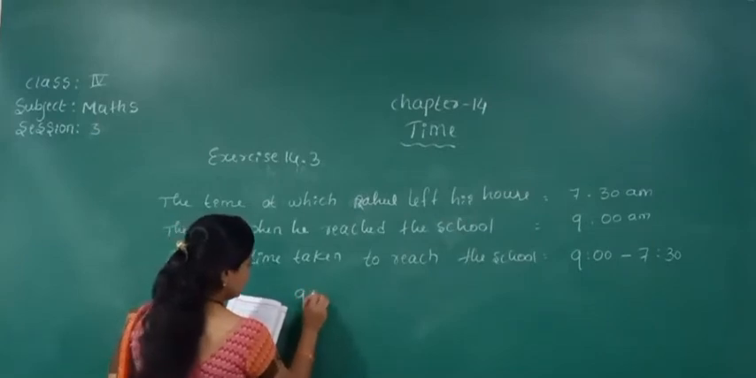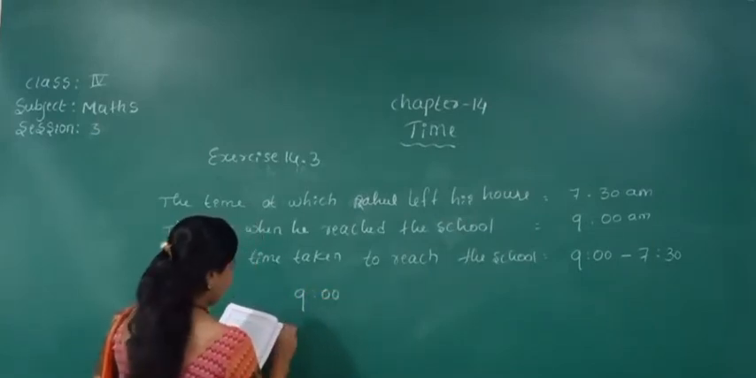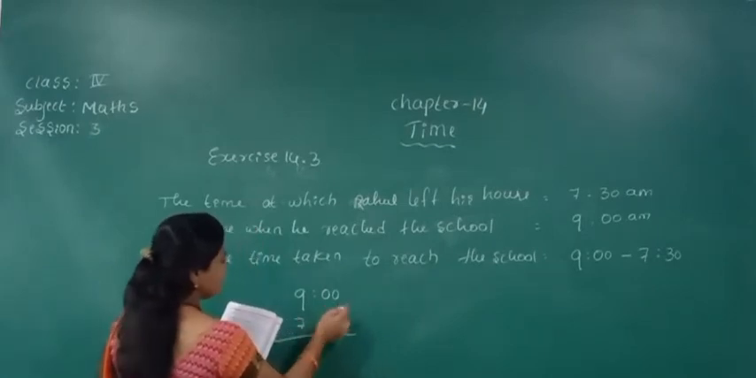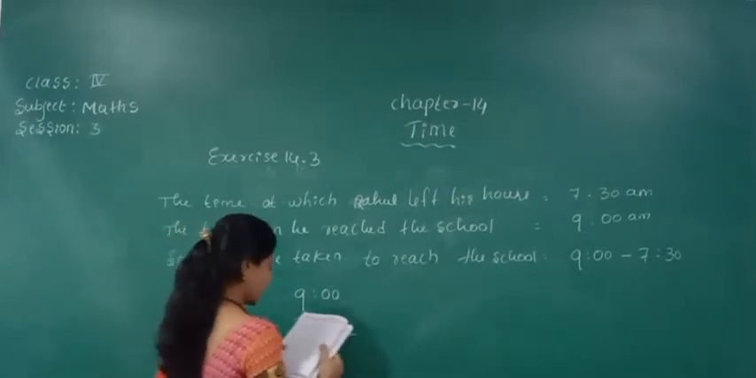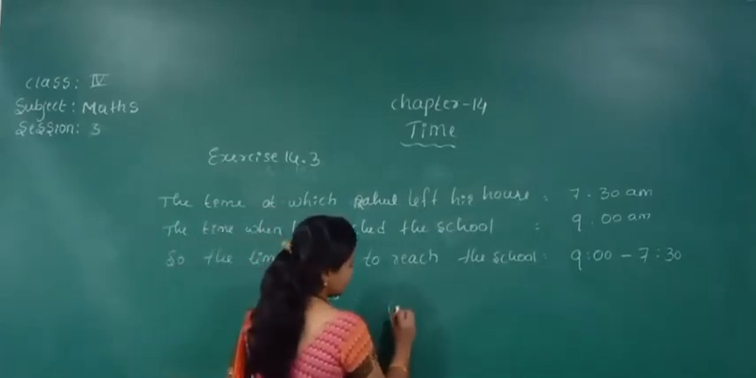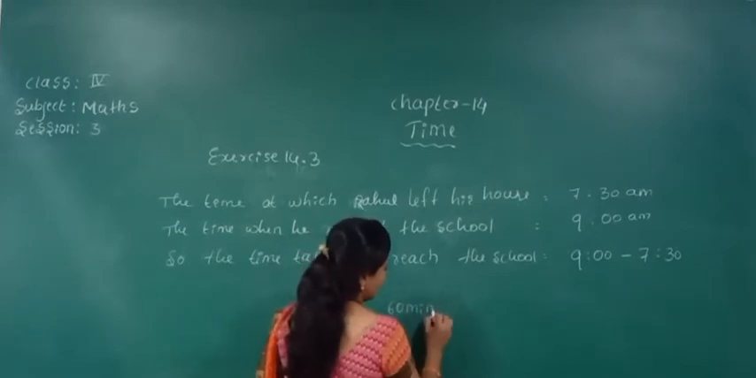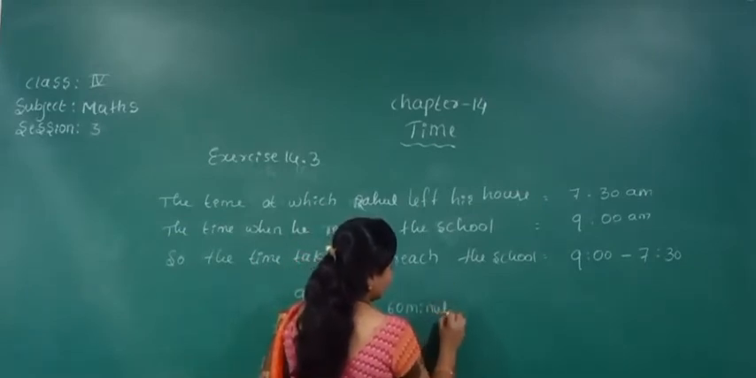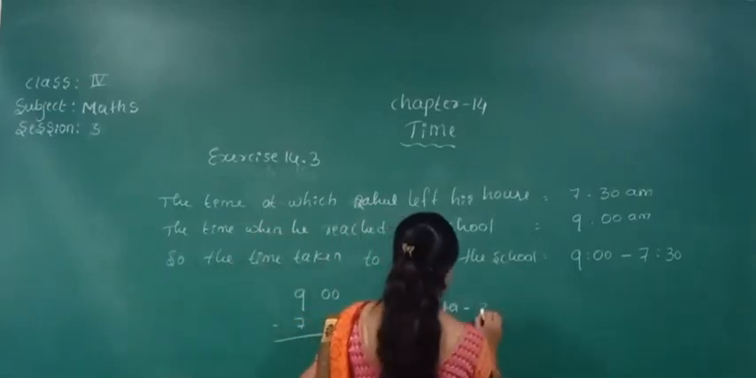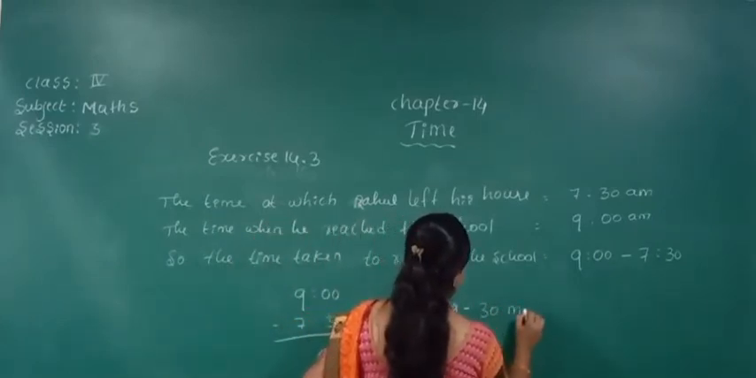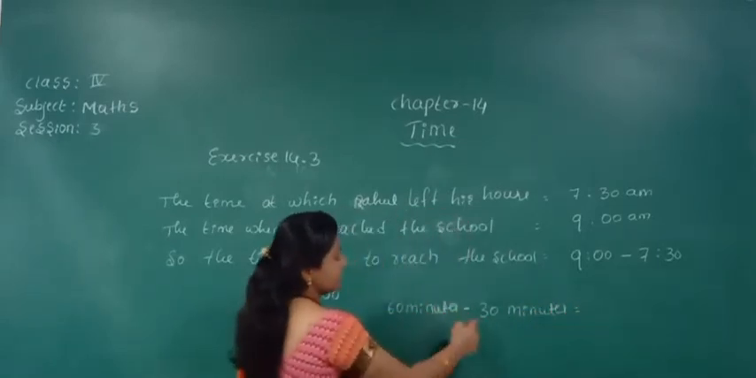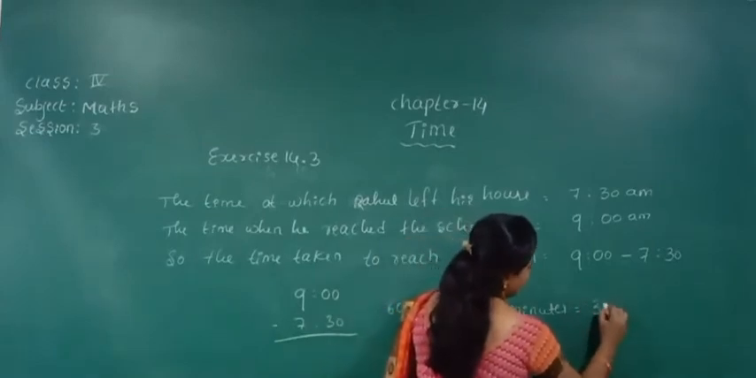So 9 minus 7:30. Yes, so here 0 means 60 minutes, it can be taken as 60 minutes. Next, minus how much will we take here? 30 minutes. This 30 minutes will be subtracted here. Okay, 30 minutes. How much remaining time is 60 minus 30? We get 30 minutes.